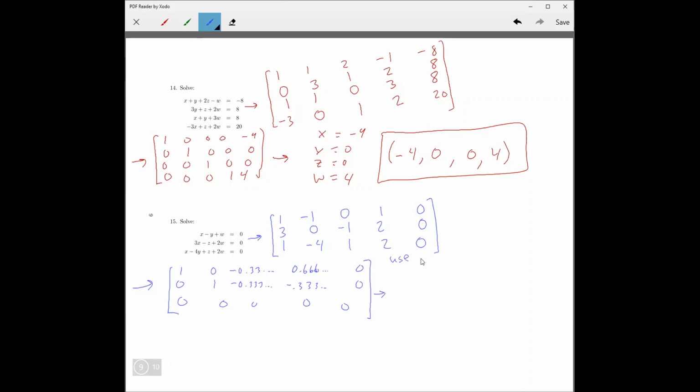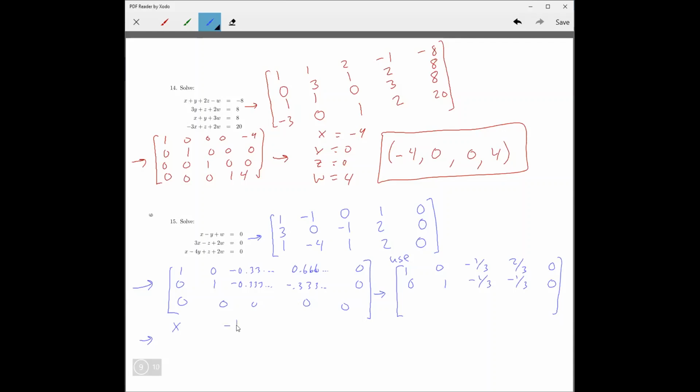Okay, so what you're going to do is use this matrix instead. 1, 0, negative 1/3, 2/3, 0, 0, 1, negative 1/3, negative 1/3, 0. You can use that one instead. And the bottom row is all 0s, so we can just throw it out. If these were all 0s and then this was a 1, then it would just be inconsistent and we'd be done. Okay, so now we translate these back into the corresponding equations.